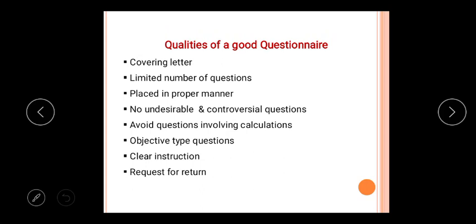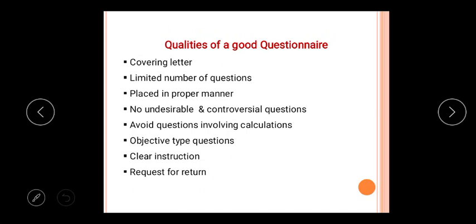Number one is the covering letter. Students, a very polite covering letter should be sent to the respondents with the questionnaire. The covering letter should emphasize the need and usefulness of the information that is being collected and should request the informants to give their cooperation by sending correct replies. A self-addressed and stamped envelope should also be enclosed for the respondent's convenience in sending the reply.